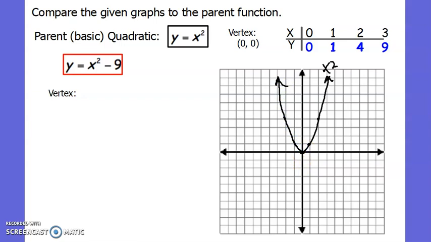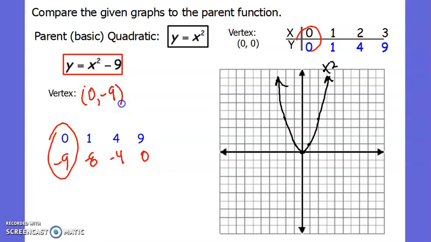Well, now what happens is, when I take those old y values and I subtract 9 from them, I take my old vertex of 0, 0, and I subtract 9, it becomes -9, 1 would be -8, 4 would be -4, and 9 turns to 0. So my new vertex is going to be 0, -9. So I'm going to take that all the way down here, where I used to be at 1, 1, I'm now at -8. So 1, 1 goes all the way down to -8. Where I used to be at 4, I'm going to go all the way down again to -4.